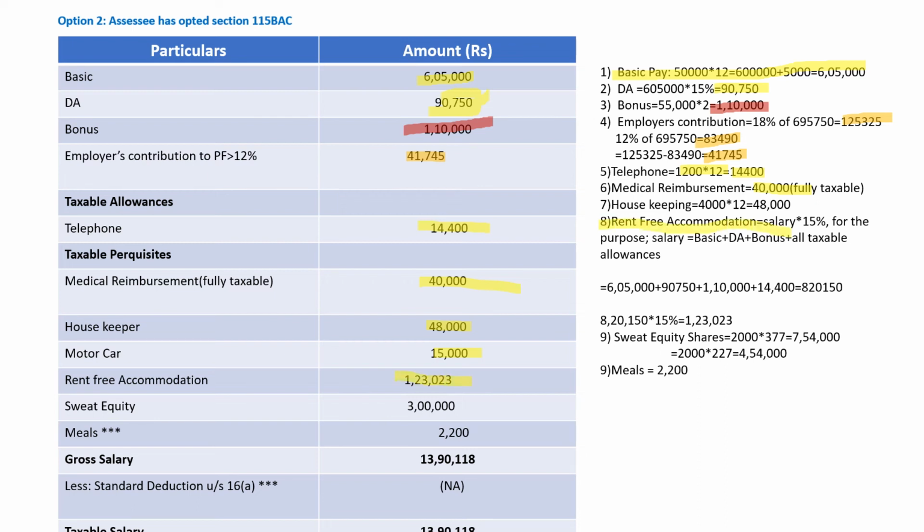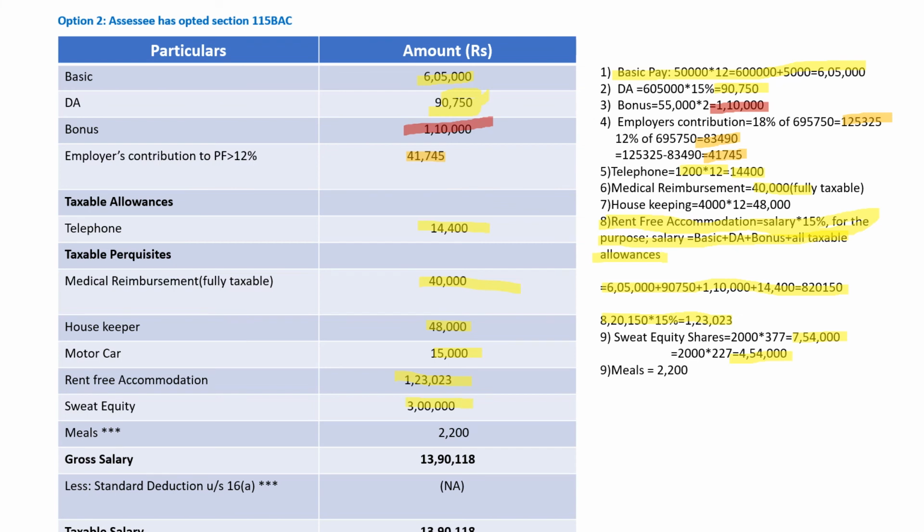Rent free accommodation is equal to salary into 15%. For the purpose, I have given a salary formula here. On that formula I have substituted all the amounts, and on that amount we have calculated 15%. So 1,23,023 rupees is here. Then sweat equity shares: if you take the difference between this one and this one, then you will ascertain 3 lakhs, and that is here.